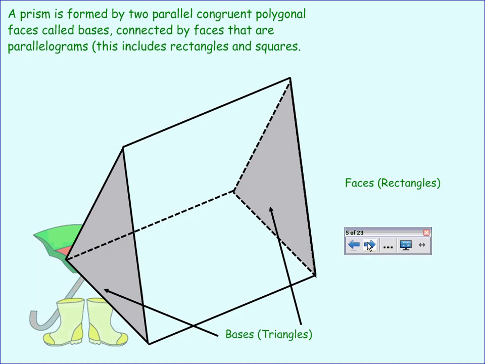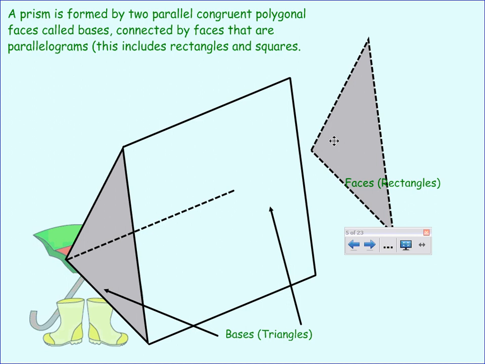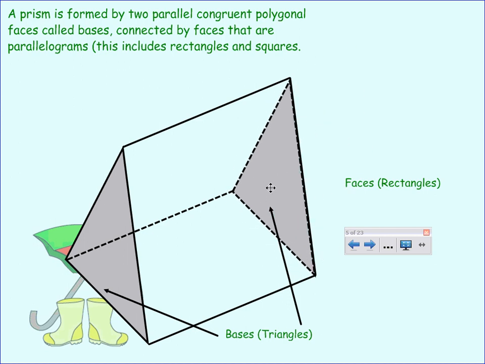Okay, so a prism. So we have a table in front of us in our notes, and we're going to fill out each of those with the figure, the picture, and then a definition. So a prism is formed by two parallel congruent polygonal faces that are called bases, connected by faces that are parallelograms. That includes rectangles and squares. You can remember a rectangle is a parallelogram and so is a square. So if we look at this, this figure here is one of my bases. That base is a triangle for this figure. Okay? The others are rectangles. Okay? Those rectangles are our faces. The triangles are our bases.